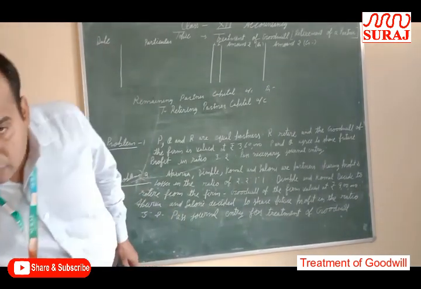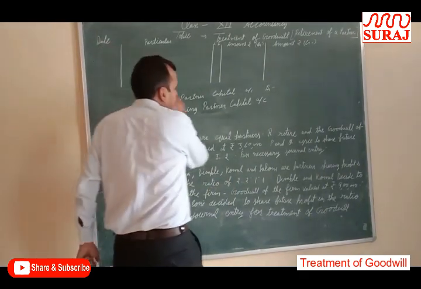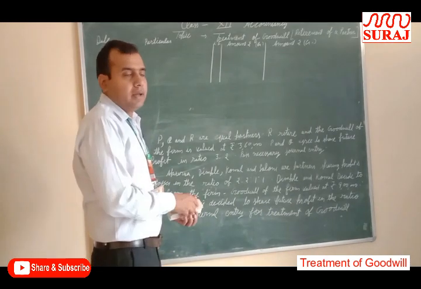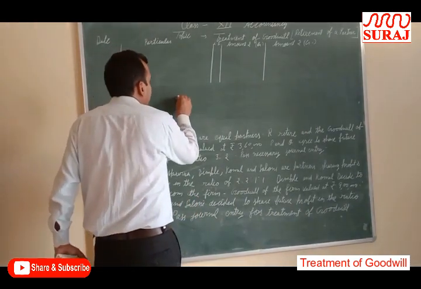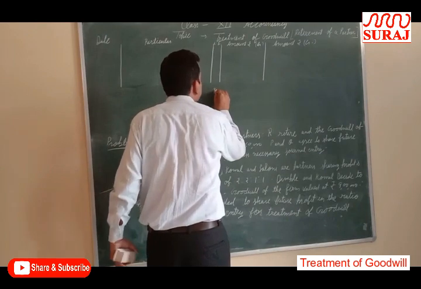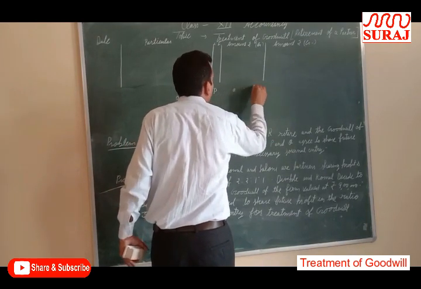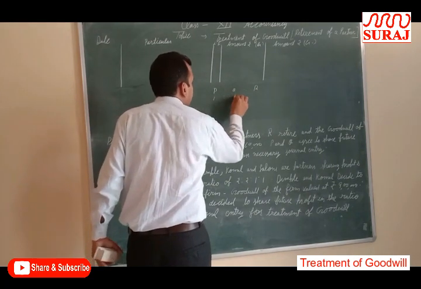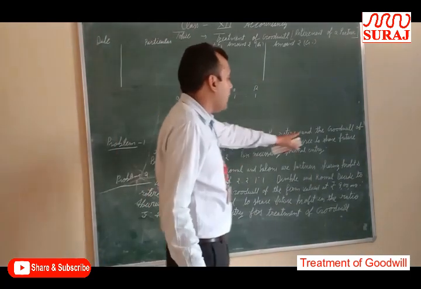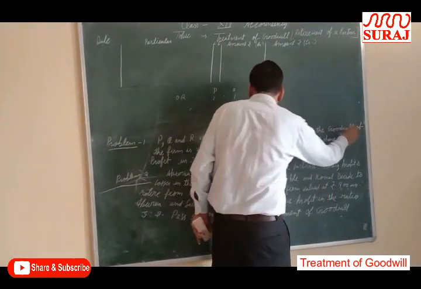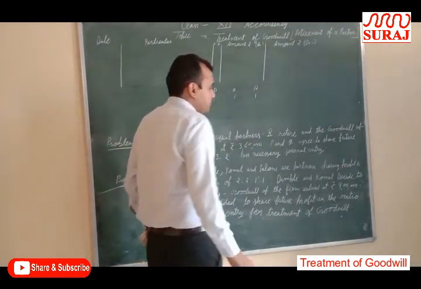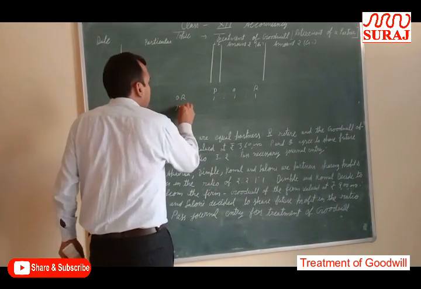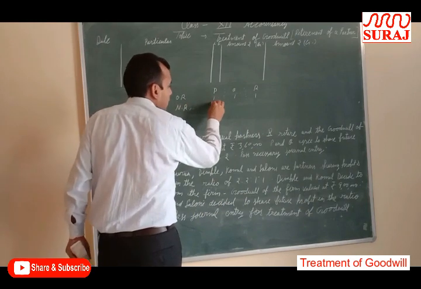Now come on to the accounting problems. My first problem is written on the blackboard. P and Q are equal partners. Your old ratio is given for P, Q, R as 1:1:1. R is the retiring partner, and the goodwill of the firm is valued at 360. P and Q agree to share future profit in the ratio 3:2. Your new ratio is 3:2.